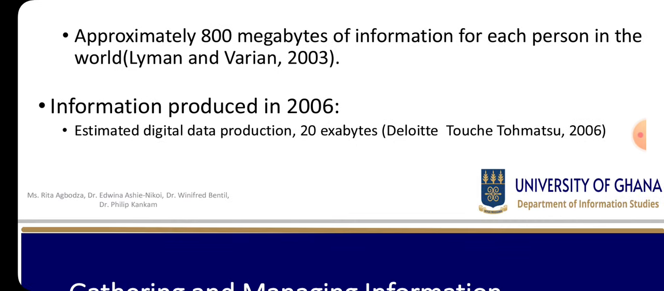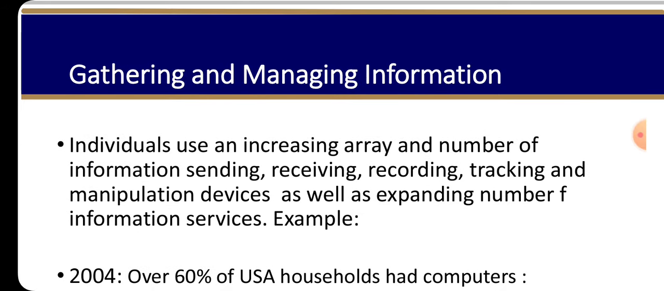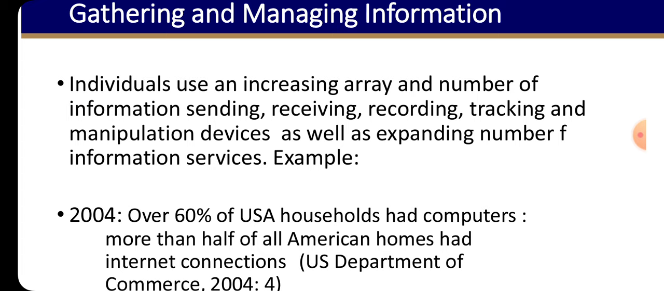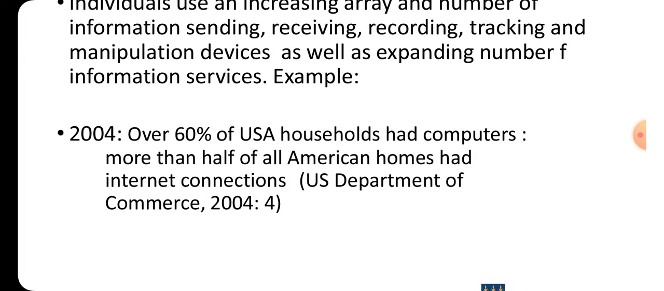Also, now we know the rate at which information escalates. Let's now look at the gathering and managing of information. This one is very, very important: how we track, receive, and also manipulate information. Let's now take these examples.